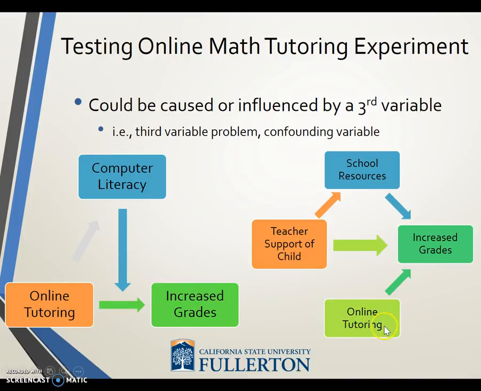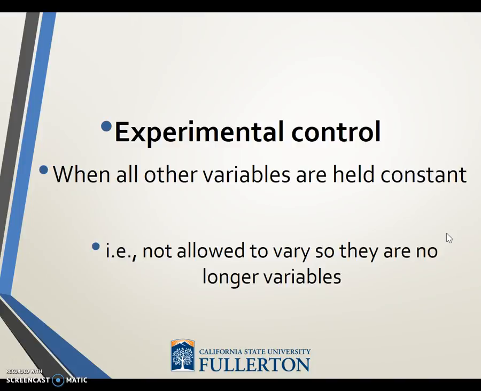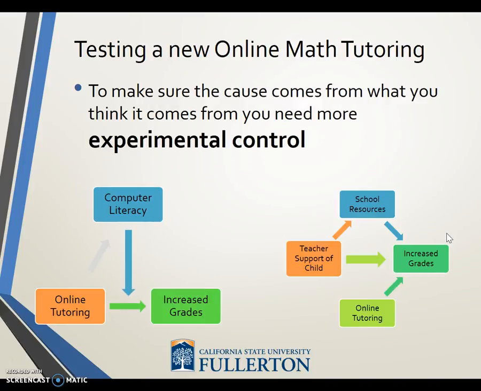But there could be other variables in this problem. So we have our online tutoring that we think is going to increase grades, but maybe things like teacher support and school resources, maybe those are much bigger or more important variables to increase grades. So by using experimental control, we can narrow down which variables are most important. And so to make sure that the causes come from what you think it comes from, you need more experimental control. So if you think that the online tutoring is going to be the thing that causes the increased math grades, you need to be able to control for things like teacher support and school resources. Or perhaps make sure everybody has the same school resources and everybody has the same teacher support.